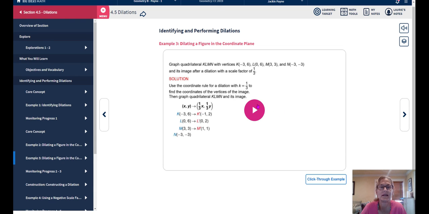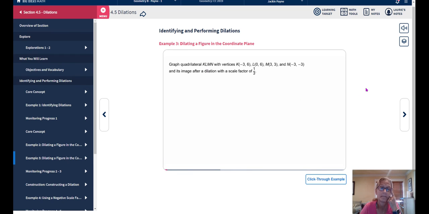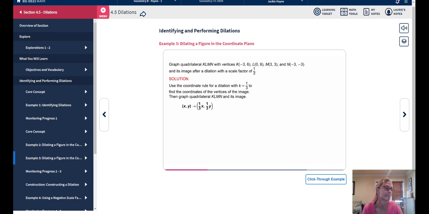Here's another one, and this is slightly differently done. Graph quadrilateral KLMN with vertices K (-3, 6), L (0, 6), M (3, 3), and N (-3, -3), and its image after a dilation with a scale factor of 1/3. Solution: use the coordinate rule for a dilation with K equals 1/3 to find the coordinates of the vertices of the image. Then graph quadrilateral KLMN and its image. Because K equals 1/3, the point (x, y) maps to the point (1/3 x, 1/3 y).